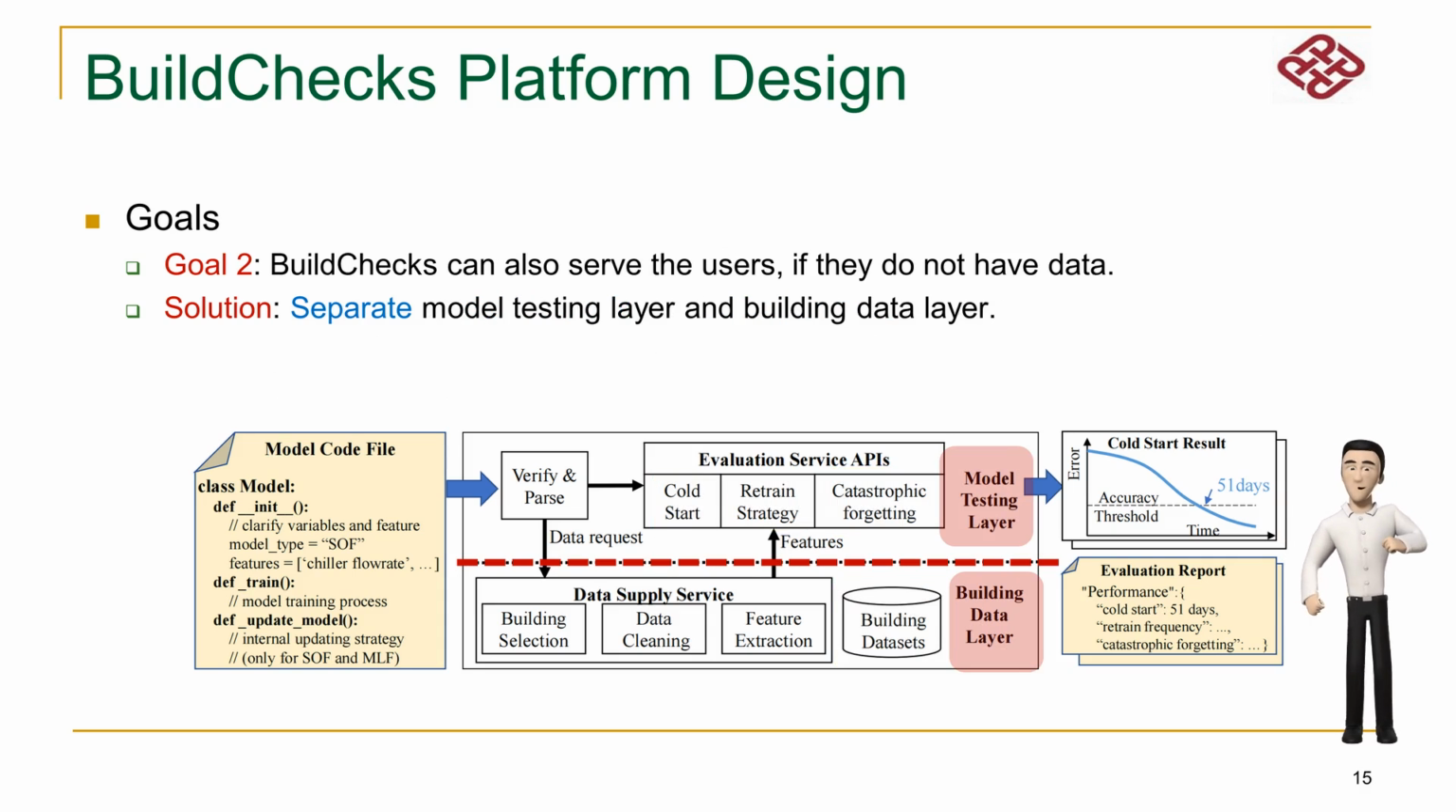For the second goal, our framework consists of a model testing layer and a building data layer to hold default built-in datasets. For users with their own data, the separation of the building data layer from the model testing layer makes it easy for the BuildChecks platform to be installed directly in their own servers. For users without building data, they can submit their models to BuildChecks, and we report results without disclosing our default datasets.